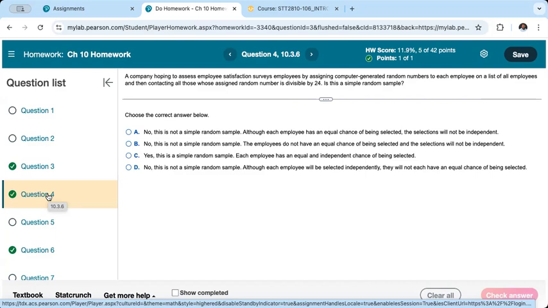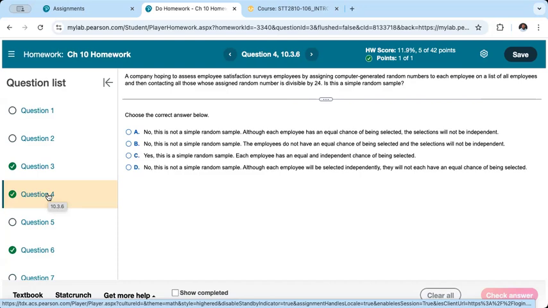Yes, it's a simple random sample. Each employee has an equal and independent chance of being selected, because in the definition of simple random sampling, it says that each sample of the same size has an equal chance of being selected, so that's why I think it's that. Okay. So that is C, correct? Yeah. Okay.